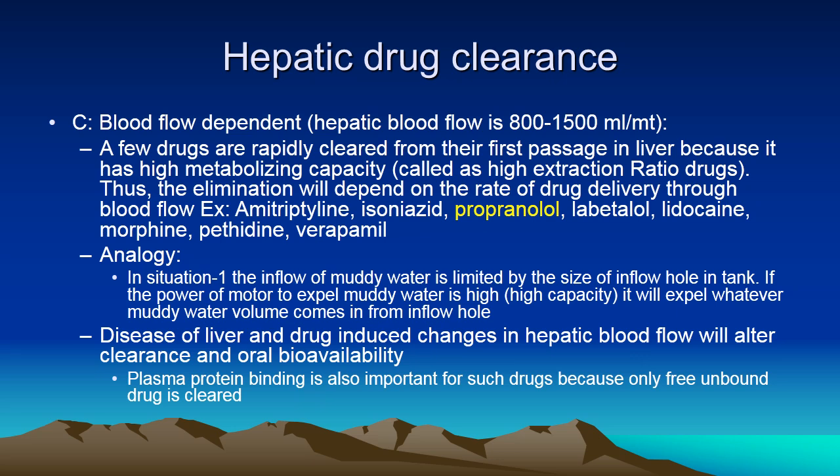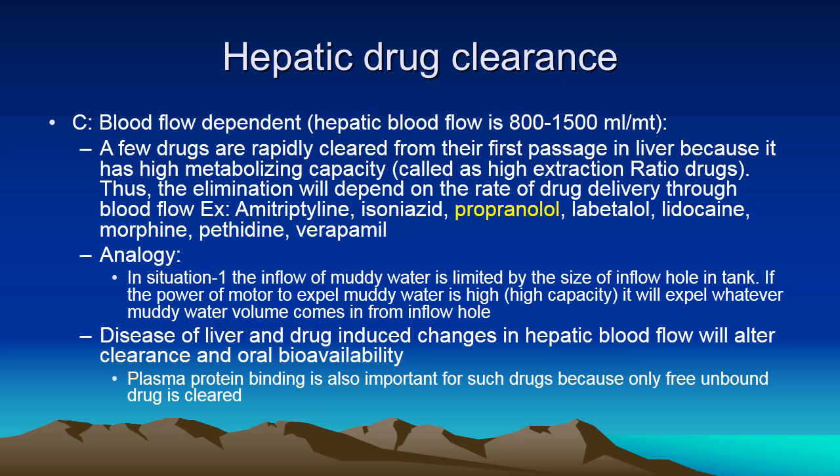The third variety is blood flow dependent clearance, and a few drugs are rapidly cleared during their first passage in the liver. Therefore, whatever drug is presented through hepatic flow is metabolized. These drugs have a high extraction ratio, and amitriptyline, isoniazid, propranolol, labetalol, lidocaine, morphine are the drugs of this category.